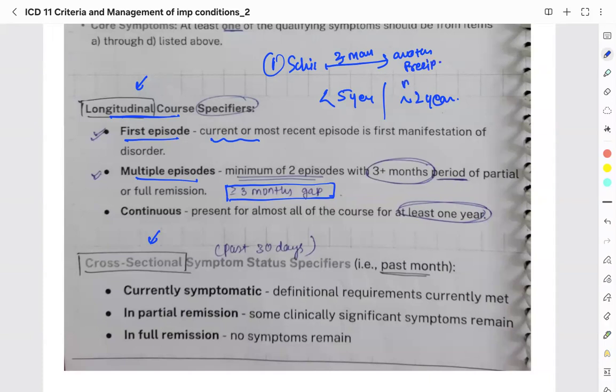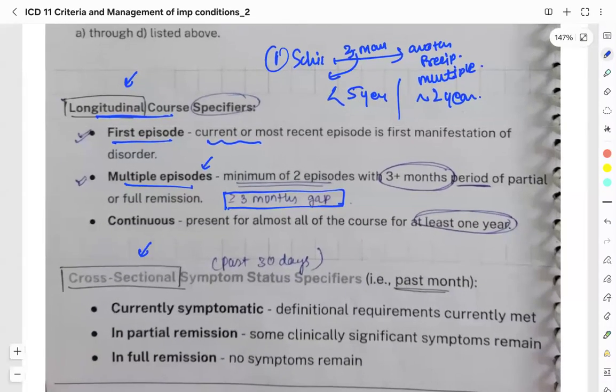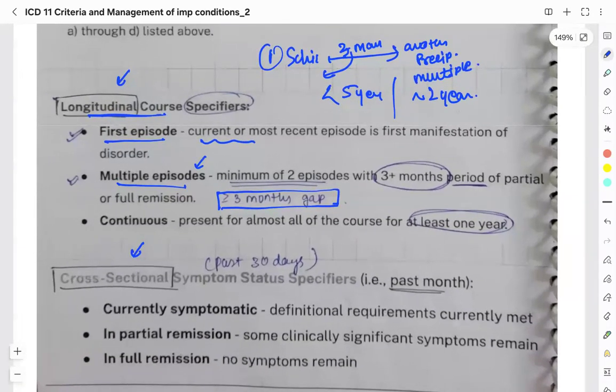That is when we call it multiple episodes. If another episode precipitates before 3 months, then it's a relapse of the same episode. We are not going to consider it under multiple episodes. All right, are you guys with me? Yep.